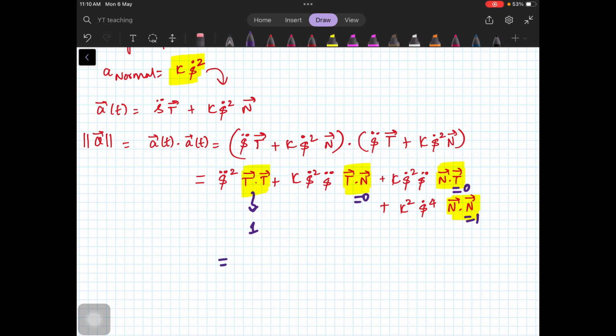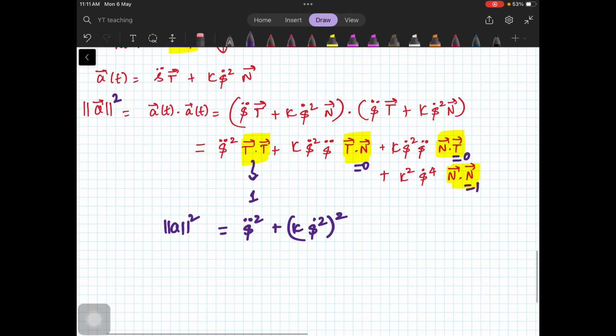So we get this equal to s dot squared plus kappa s dot squared squared, that is equal to the mod of this acceleration vector squared. Does that make sense? Okay, in the beginning I have to write square because here it should be a square, right? Now what is this? This is the tangential component of the acceleration.